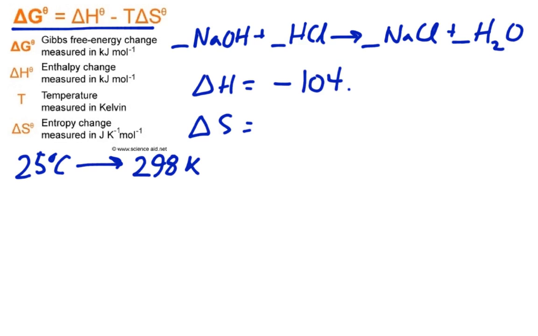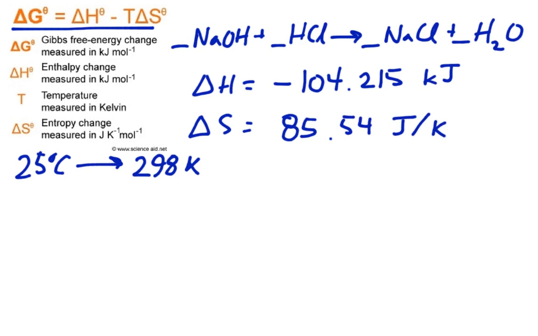Delta H's value is negative 104.215 kilojoules. Delta S's value for this particular equation is 85.54 joules per Kelvin. Hopefully you can see the issue with this before we proceed. Maybe you have, maybe you haven't, but the major issue with this is that we have to have the correct units in order to subtract these. Alright, so let's go ahead and change this over into a unit that we can use.